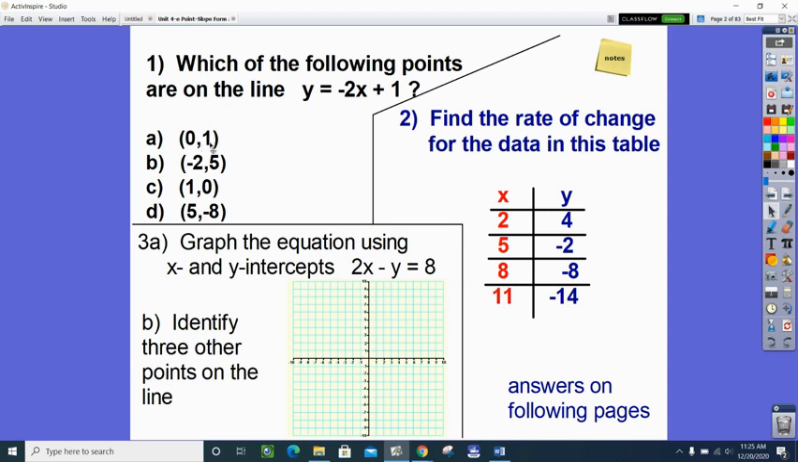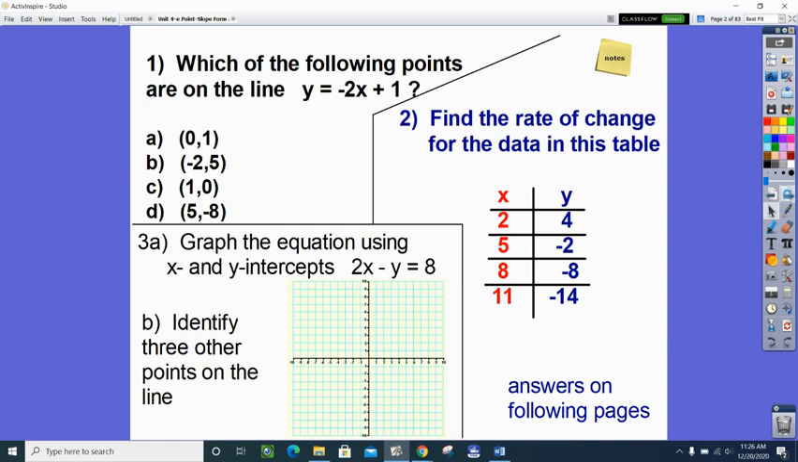Well, instead of graphing, you just do a check. You're going to let x be 0, do the math, and if the output is 1, then this point would be on the line. In other words, -2 times 0 would be 0, add 1 would be 1. That's a check. That works. -2 times -2 would be +4, plus 1 is 5. That works. -2 times 1 is -2, plus 1 is -1. -2 times 5 is -10, plus 1 would be -9, and that's a no-go as well.